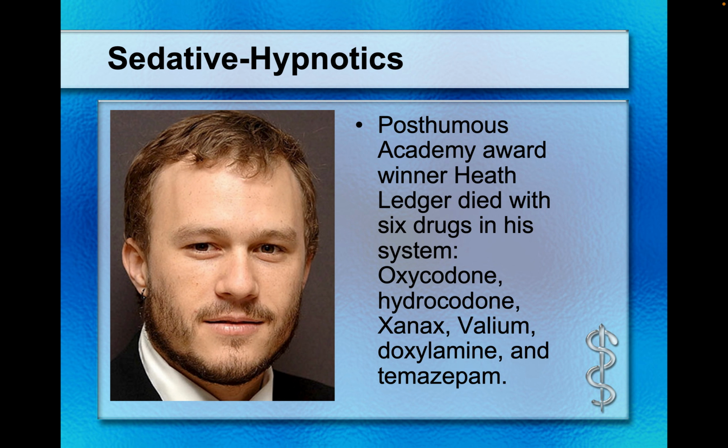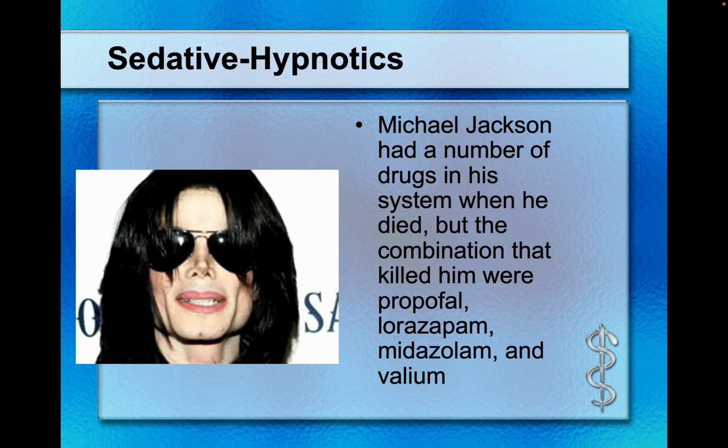Posthumous Academy Award winner Heath Ledger died with 6 drugs in his system: oxycodone, hydrocodone, Xanax, Valium, doxylamine, and temazepam. Whoops. Michael Jackson had a number of drugs in his system when he died, but the combination that killed him were propofol, lorazepam, midazolam, and Valium.